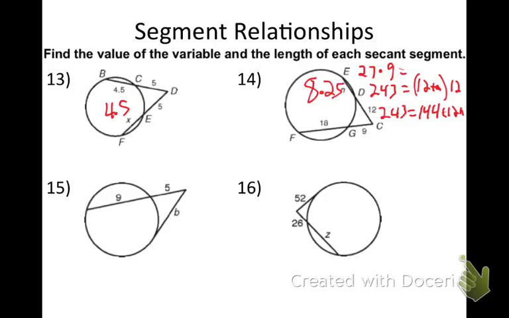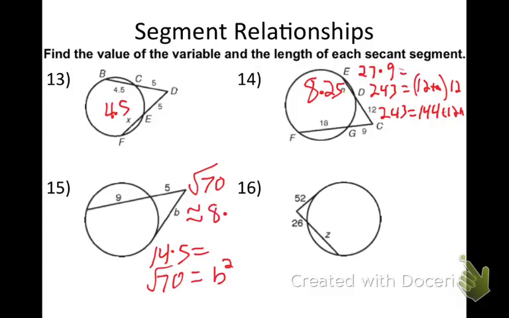Number 15. How would you set up number 15, Ryan? You add 9 to 5, get 14, and then multiply 14 by 5, get 70. So 70 equals b squared, right? Then take the square root of 70. Does the square root of 70 simplify? No. So if you were to do radicals, you just get the square root of 70. If you were to do a decimal, then it gets about what? About 8.3? Right. It's like 8.37.